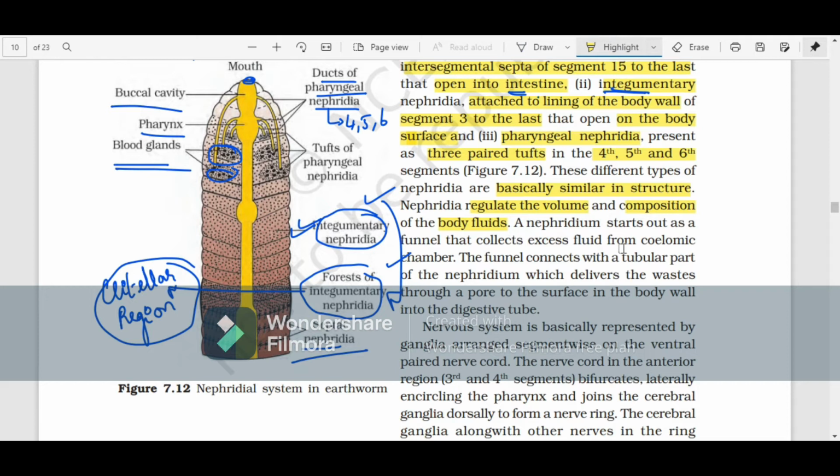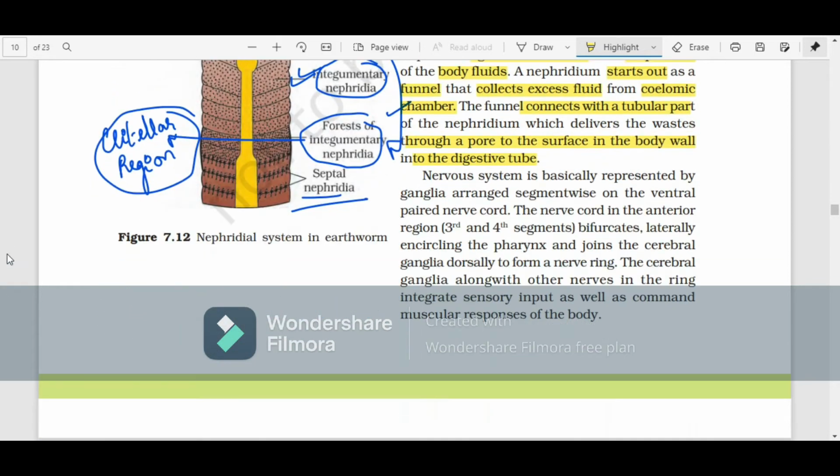A nephridium starts out as a funnel. That's usually for collecting the excess fluid from the coelomic chamber, and it connects with a tubular part of the nephridium to deliver the wastes through a pore to the body surface in the body wall, or into the digestive tube.